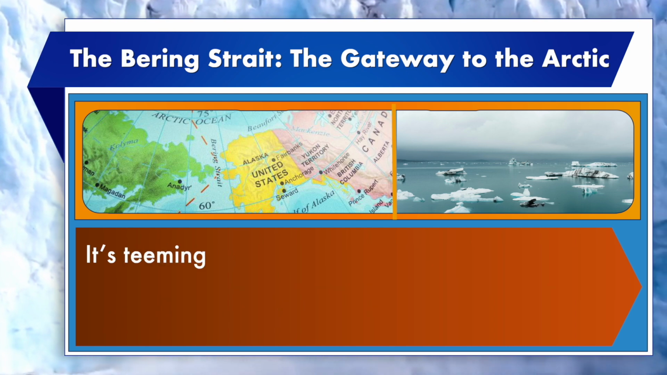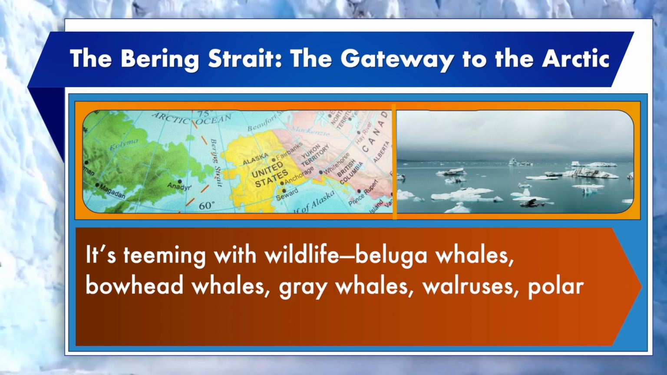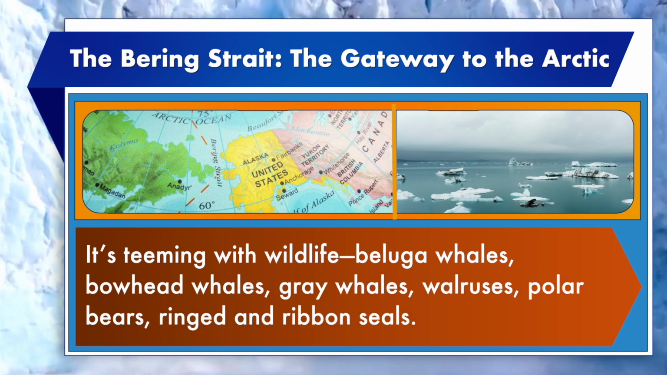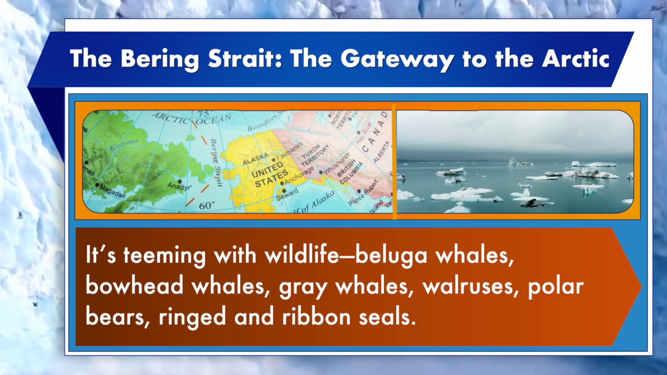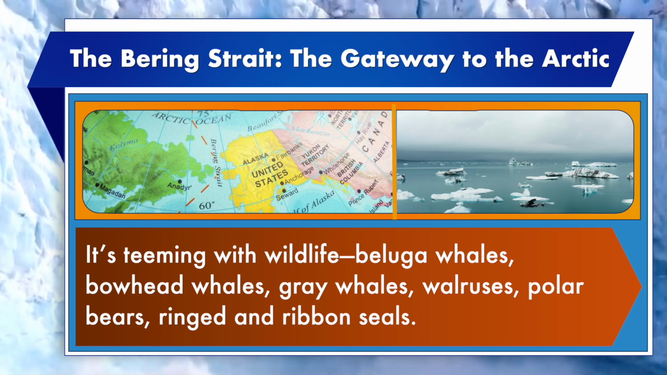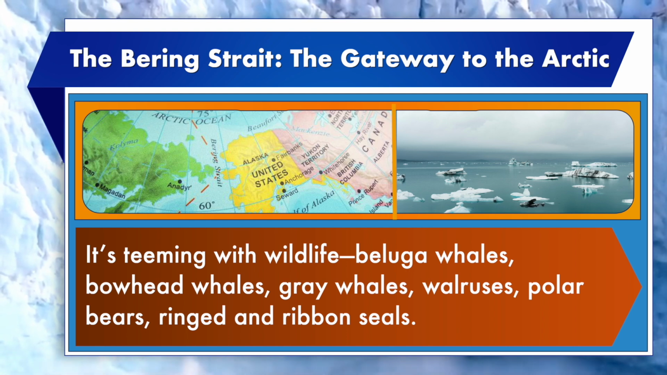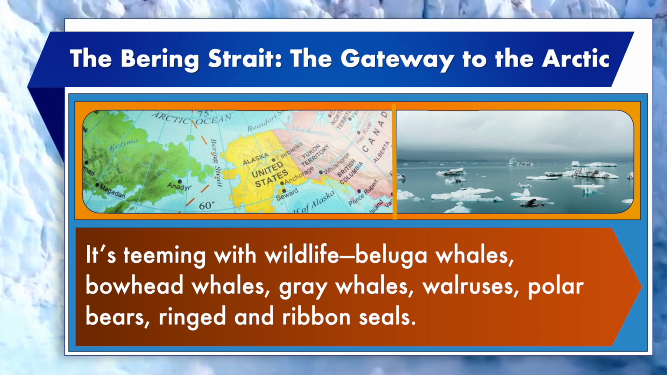It is teeming with wildlife, especially beluga whales, bowhead whales, grey whales, walruses, polar bears, and ringed as well as ribbon seals. Then, in spring, one of the largest wildlife migrations on this earth happens through the Bering Strait, looking for the Arctic's extremely nutrient rich and productive waters.